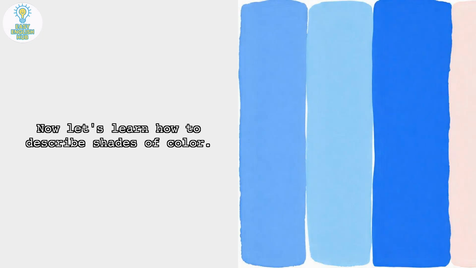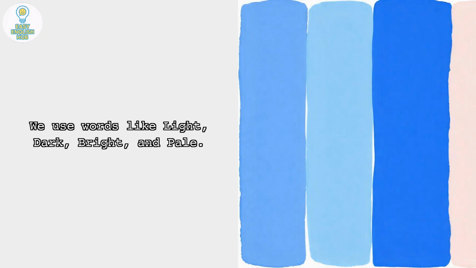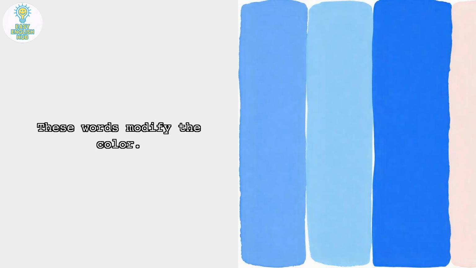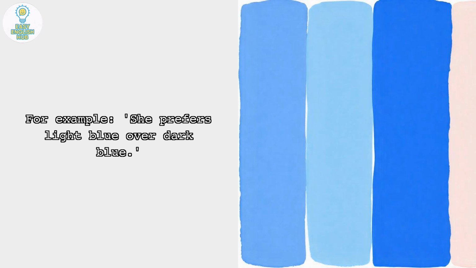Now let's learn how to describe shades of color. We use words like light, dark, bright, and pale. These words modify the color. Light means a less saturated version of a color. For example, she prefers light blue over dark blue. This shows a preference for a softer shade.